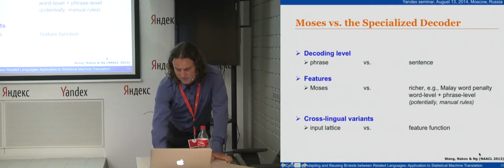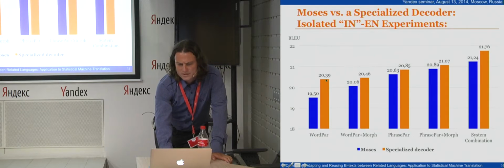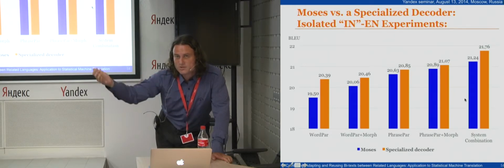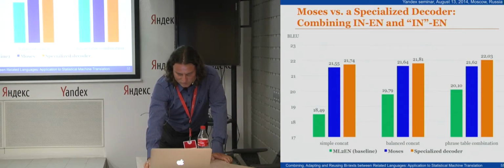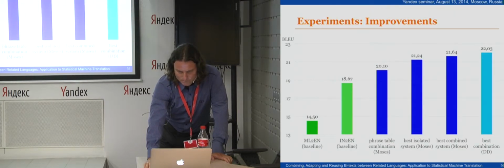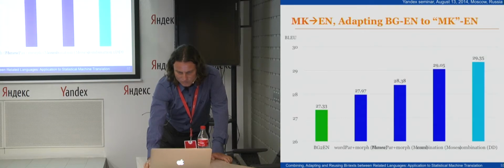Anyway, there are details about this decoder. I don't have much time to go into it. I was just going to show you the results that, when you do this kind of decoder, it's better than the previous one, which just uses machine translation systems to do the adaptation. Okay, and also for Macedonian English.